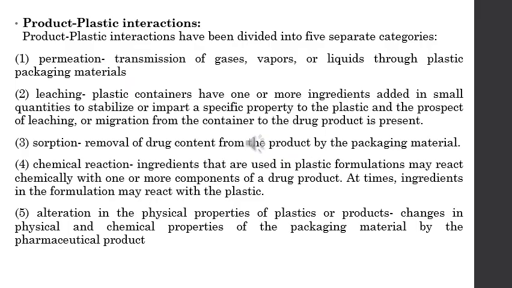There are some possible product-plastic interactions which occur when we store the product in plastic containers. The first interaction is permeation. Permeation is nothing but transmission of gases, vapors or liquids through the plastic packaging material. That is, the plastic will allow permeation of gases, vapors and liquids into the formulation.